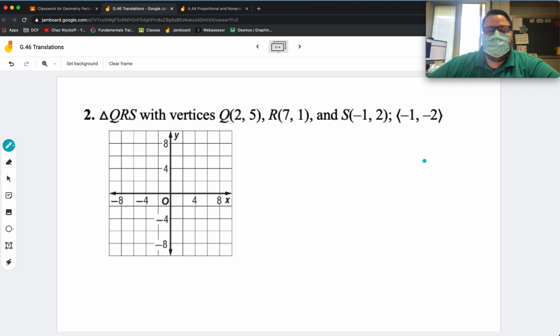Let's do one more, and then I'll let you do the last one on your own. So plot Q (2, 5), right here. So this is Q. R is (7, 1). 7 is in between, and 1 is going to be right there. So that is R. And then S is (-1, 2), right there. QRS is a triangle. So I'm going to hold the shift key down and draw my lines.